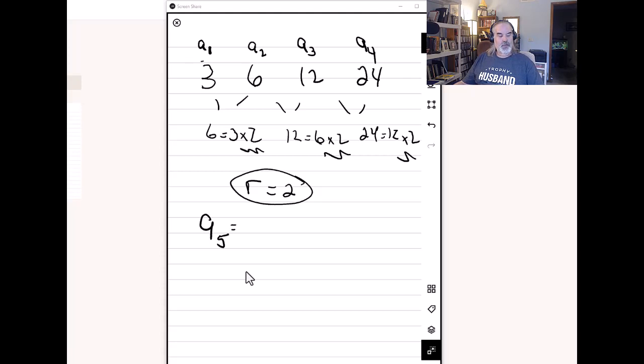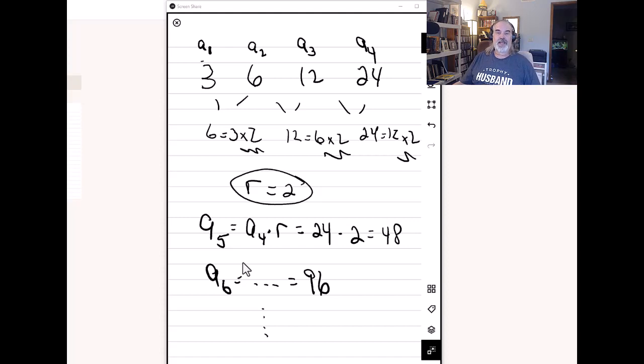A5 would be A4 times R, the previous number in the list, times R. And the previous number is 24. We're going to multiply by that magic 2. So the next number in this list that isn't shown yet would be 48. And then A6 would be 48 times 2, 96. Okay, and then this list would continue. These never have to end.